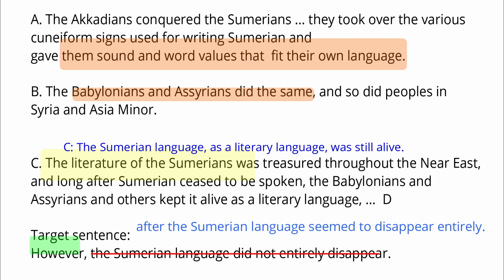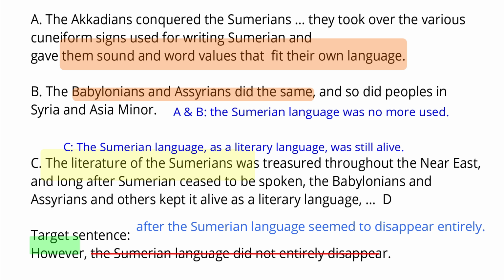A and B are cohesive as indicated by did the same in B. To understand what did the same means, we need to read A. B and C are not cohesive. A and B say the conquering nations encoded the Sumerian writing system into their own languages, which implies that Sumerian language must have disappeared.